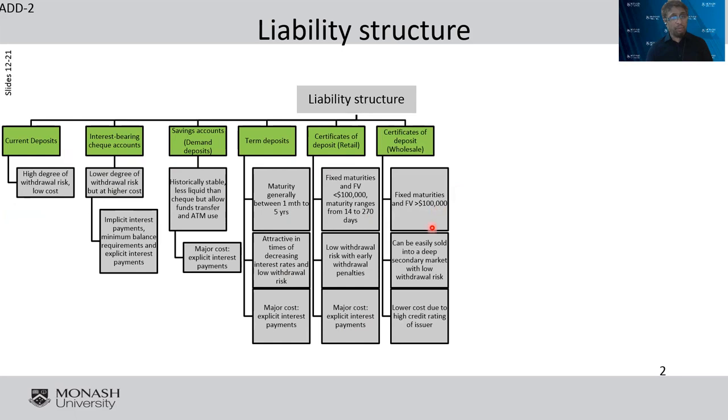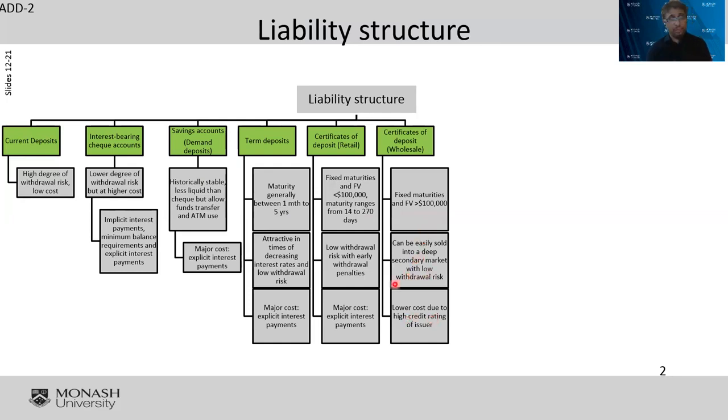This is a big amount, which is up to 1 million and above, and can be easily sold into a deep secondary market. They trade this in the secondary market among investors, and that's lower cost due to high credit rating. It depends on the credit rating of the bank, because it depends on the market rate. So this depends on how they evaluate the bank and its credit rating.